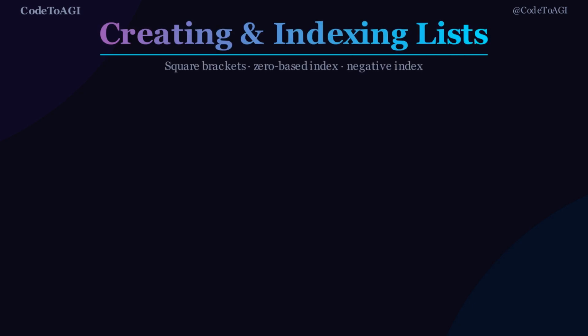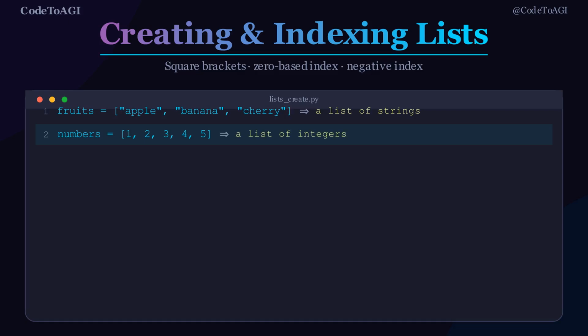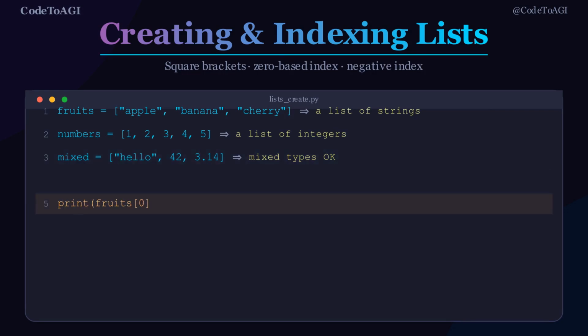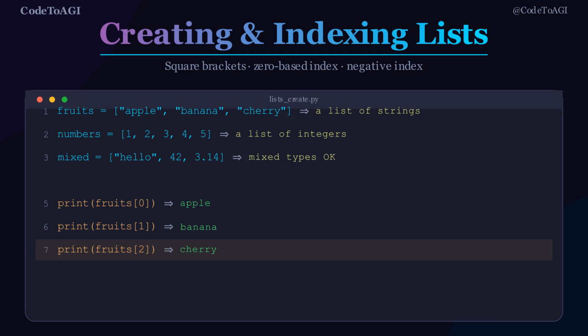Creating a list is simple. Use square brackets and separate values with commas. Look at the examples. Fruits is a list of 3 strings: apple, banana, cherry. Numbers is a list of 5 integers. Mixed is a list containing different types: a string, an integer, and a float. Python lists can hold any type of value. They can even mix types in the same list.